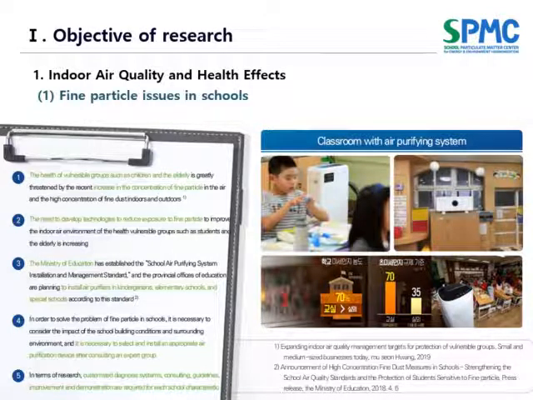So, this study aimed to diagnose fine particles and develop processes and guidelines for improving the indoor air quality depending on each characteristic of the building. Validation of the developed diagnostics, improvement processes, and guidelines will also be carried out by applying them to actual schools.